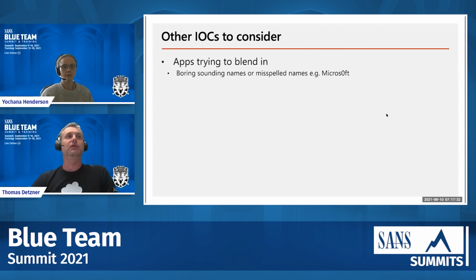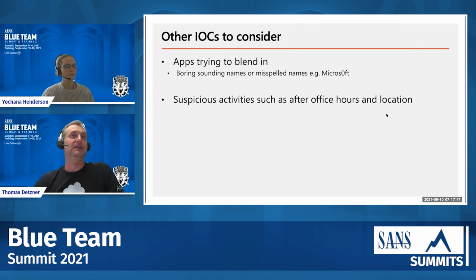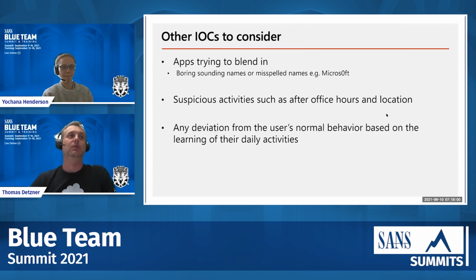Yeah, what else to look for? Have a look for strange sounding names in the app. For example, we have seen misspelled names, like Microsoft with a spelling mistake, to spoof the users and to get easily overlooked. Also look, as Yochana indicated, for strange activities out of office hours or from unusual locations. That's something you will want to have a look at. And generally any deviation from the user's normal behavior that they're using daily.